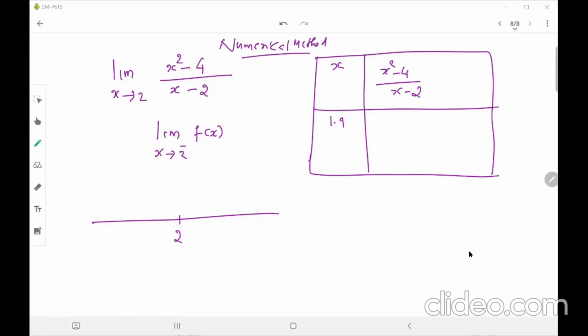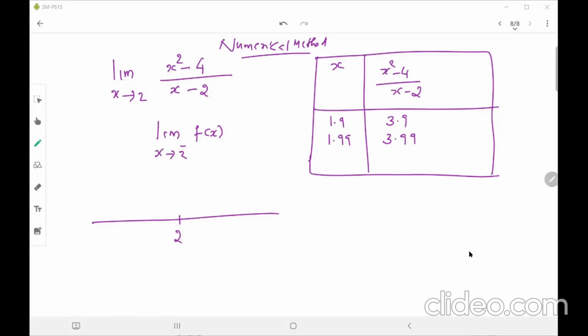Yeah, when you put here, the value will be equal to 3.9. And instead of this, I change to 1.99. What value are you getting in the calculator? No, shouldn't it be 0.39? Sir, shouldn't it be 0.39? Why?